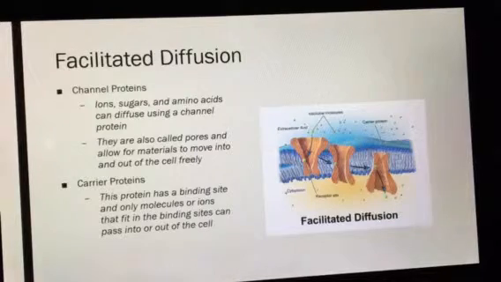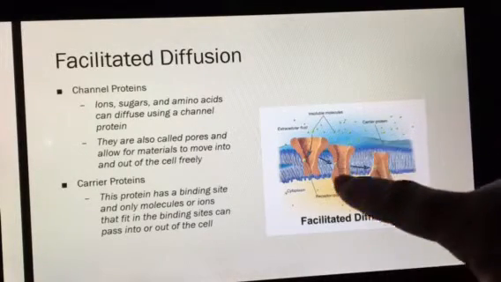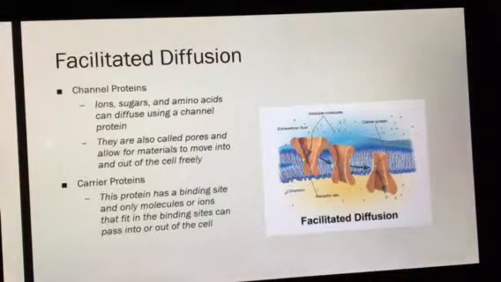Basically, we're seeing right here, this is a channel protein. It's open all the time. And so when it's open all the time, you can see that molecules will move from a high concentration to a low concentration. Now, it could be a high concentration outside the cell moving into the cell, or it could be a high concentration inside the cell moving out of the cell. But they're able to move freely and not have to worry about any closing of this membrane. Now, this can be a good thing or a bad thing.